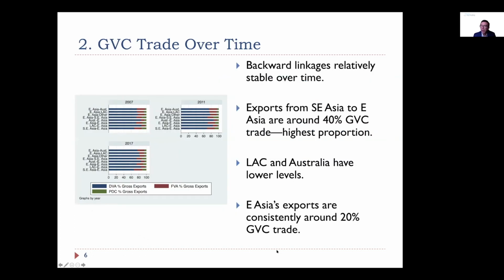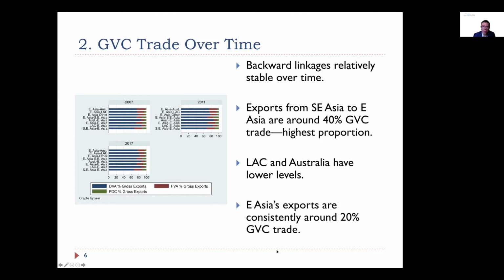Okay, so let's have a look at it over time. You can see that I've got a figure on the left-hand side there, with 3 time periods: 2007, 2011, 2017. That's the availability of the data. And what I've done here is simply put together some stacked bar charts. So each bar sums to 100%. The blue part of the bar is domestic value added. The maroon part of the bar is foreign value added. And the green part is pure double counting. So you can see the different proportions of these things in exports over time.